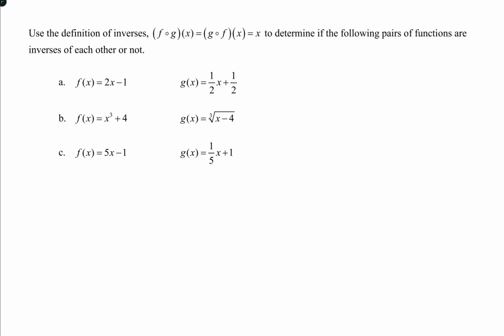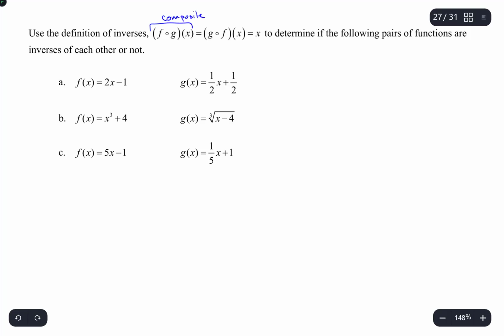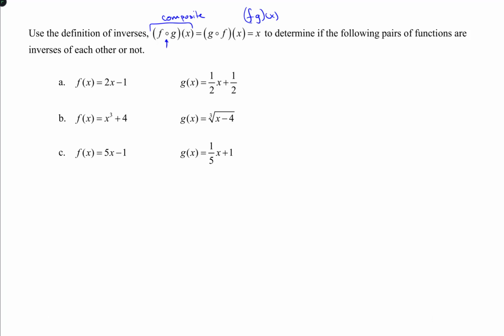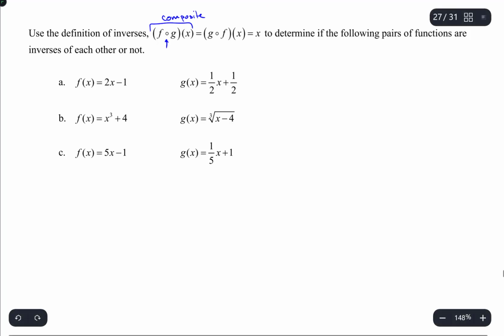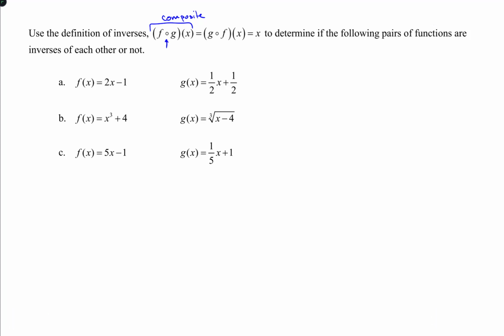And to do a composite function, so this notation right here is a composite function. And if you'll notice, it has a little open circle right between the f and g. Students often will mistake this for multiplication, but if I wanted the product f times g of x, there would be nothing between the f and g, right? So this is a composite function.